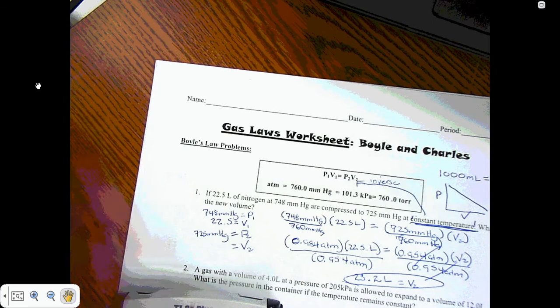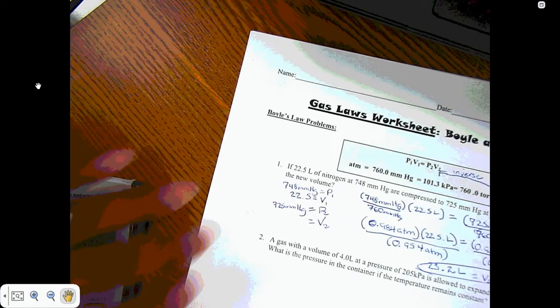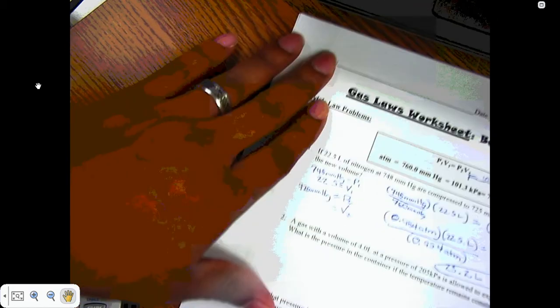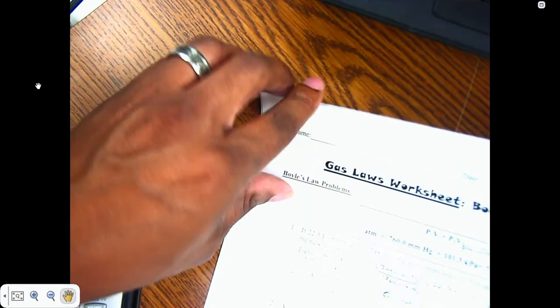Okay, so let's look at another one. Let's go ahead and look at number 2 here. I'm going to fold my paper to make some room.